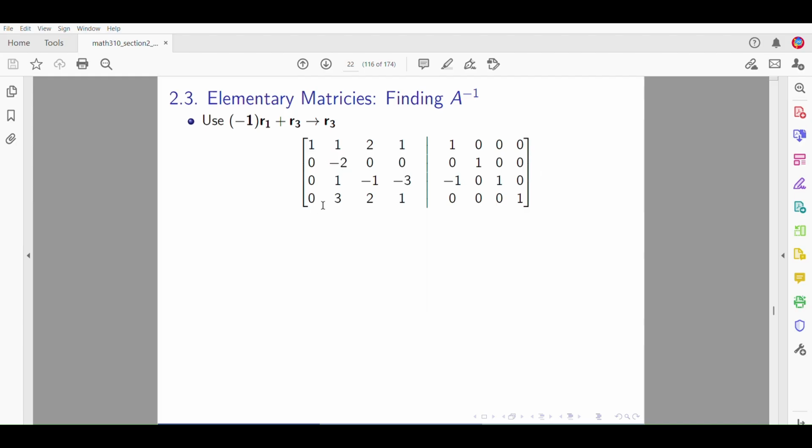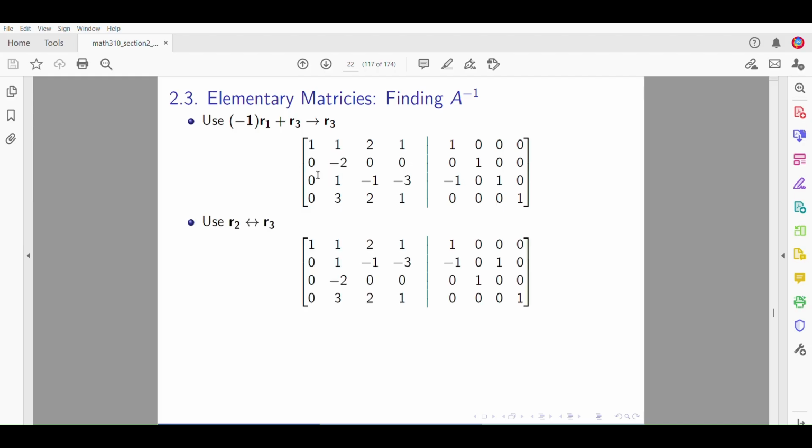Now notice I want a 1 here. I could divide by negative 2 or I could interchange row 2 and row 3. I interchange row 2 and row 3 throughout. So 1, negative 3, and negative 1, 0, 1, you see that row comes up and the second row goes down. Negative 2, 0, 0, 0, 1, 0, 0.